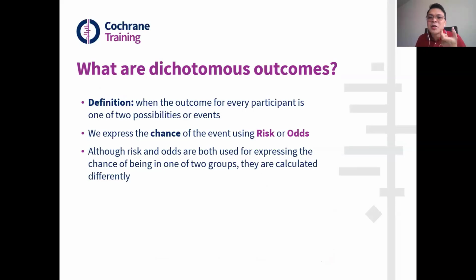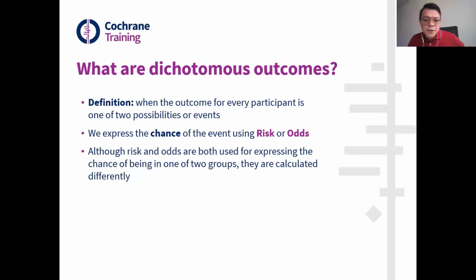And when we are dealing with this type of outcome, we naturally want to talk about the chance of being in one of two groups. And we express the chance of the event using risk or odds. In general conversation, we usually use the terms risk or odds pretty much the same way. We use them interchangeably, but formally, while both risk and odds are used to express the chance of being in one of two groups, the chance of an event, they are distinct and they are calculated differently. And this difference is very important when analyzing outcome data.